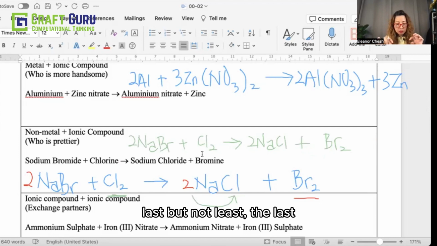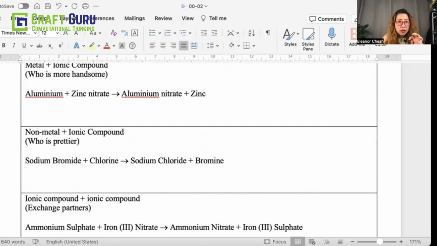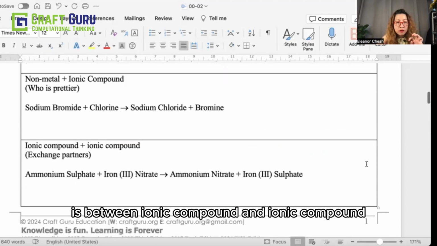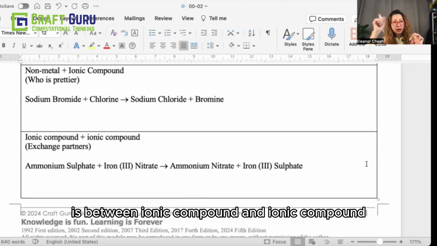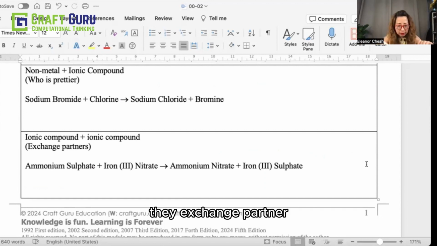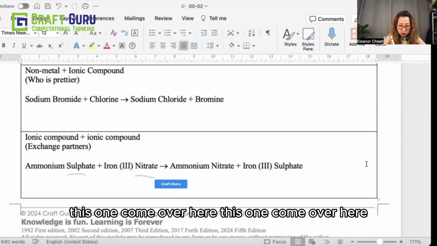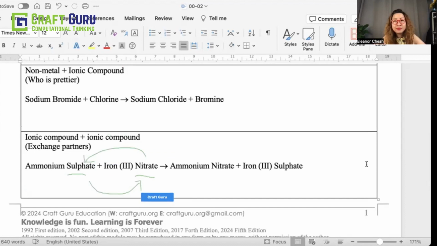Last but not least, the last type of chemical reaction is between ionic compound and ionic compound. For ionic compound and ionic compound, we just think they exchange partner. They exchange the non-metal. This one come over here, this one come over here.